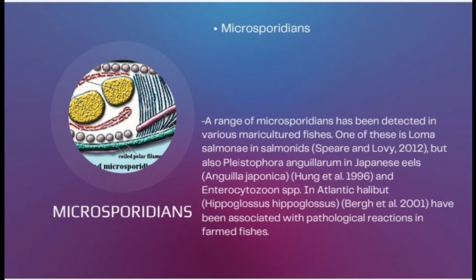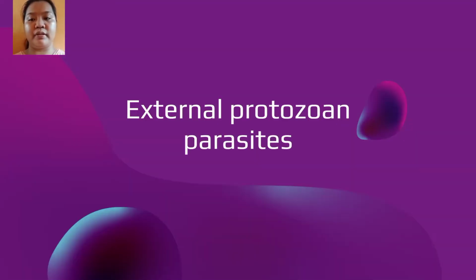Next is the microsporidians. A range of microsporidians has been detected in various maricultured fishes. One of these is Loma salmonae in salmonids, but also Pleistophora anguillarum in Japanese eels, or Anguilla japonica, and Enterocytozoon spp. in Atlantic halibut, Hippoglossus hippoglossus, and have been associated with pathological reactions in farm fishes. External protozoans.